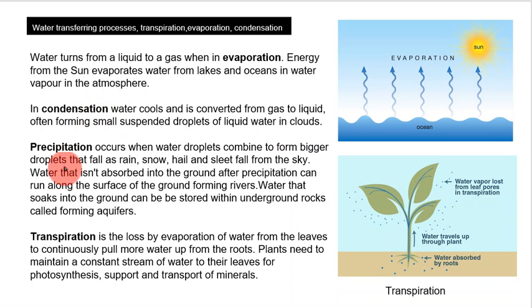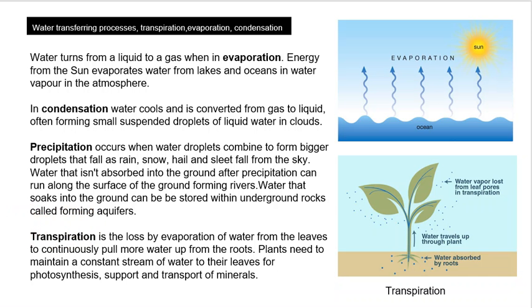Precipitation occurs when water droplets combine to form bigger droplets that fall as rain, snow, hail, and sleet from the sky. Water that isn't absorbed into the ground after precipitation can run along the surface of the ground, forming rivers. Water that soaks into the ground can be stored within underground rocks called aquifers.